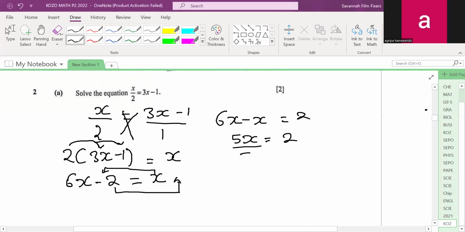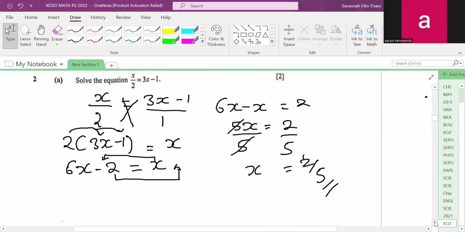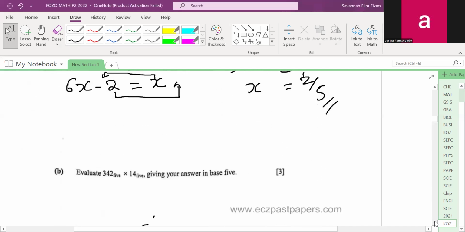This will be 5x is equals to 2, right? Yes. We divide both sides by 5. That will cancel. x will be equals to 2 over 5. And this is a proper fraction, so we can't reduce it any further. Makes sense? Yes, we are okay.